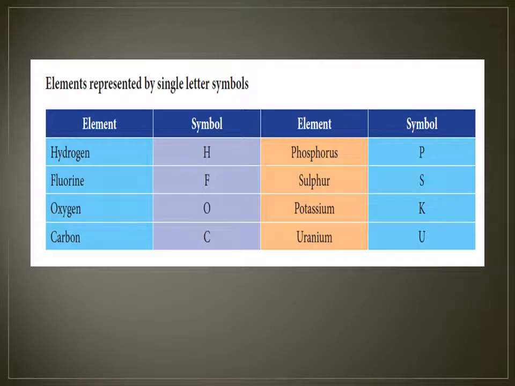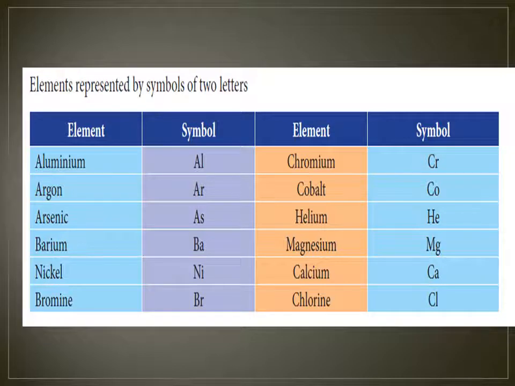Elements represented by a single letter symbol. Element and their symbol: hydrogen H, fluorine F, oxygen O, carbon C, phosphorus P, sulphur S, potassium K, uranium U. Elements represented by symbols of two letters. Element and symbol: aluminium Al, argon Ar, arsenic As, barium Ba, sodium Na, bromine Br, chromium Cr, cobalt Co, helium He, magnesium Mg, calcium Ca and chlorine Cl.